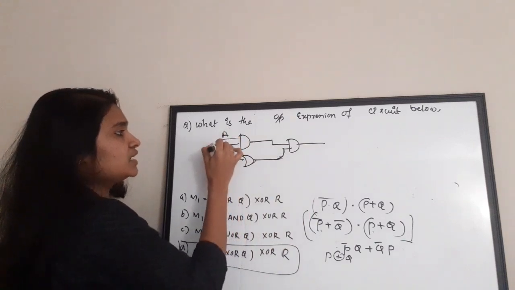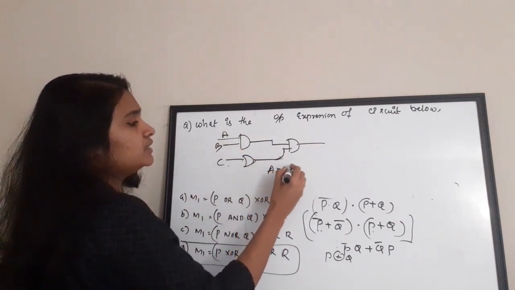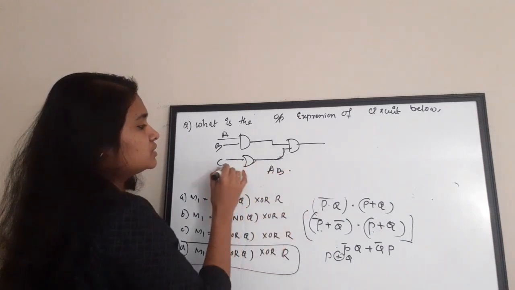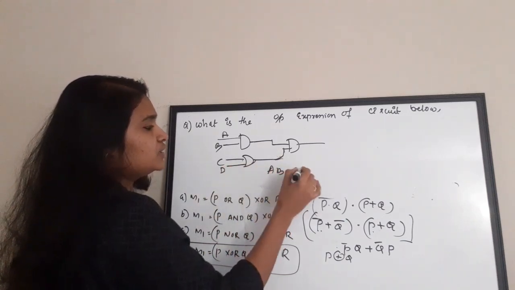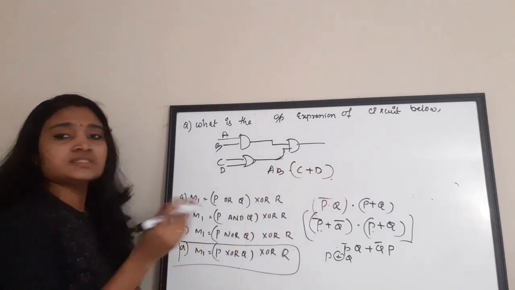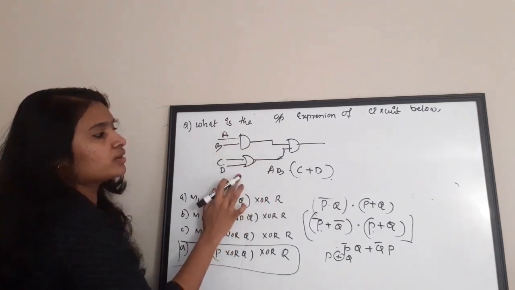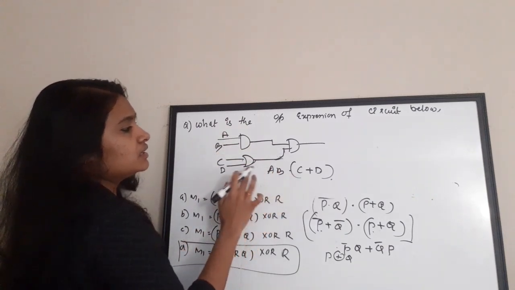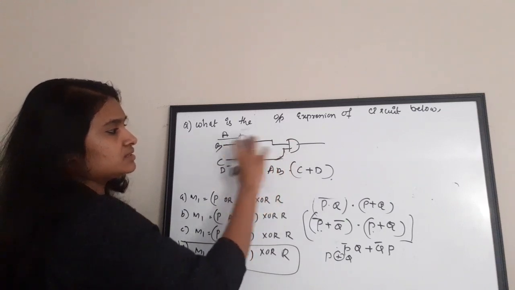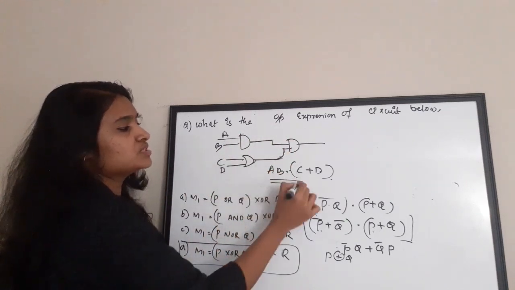Okay, so if it is A, B and C, what will be the expression? It is A, B, then into, sorry, C and D. A, B into C plus D, right? This is the expression. Here it is an AND gate, so it is AB. Here it is an OR gate, so it is C plus D. Both the outputs are fed to an AND gate, so it is A B into C plus D. So this is the expression.